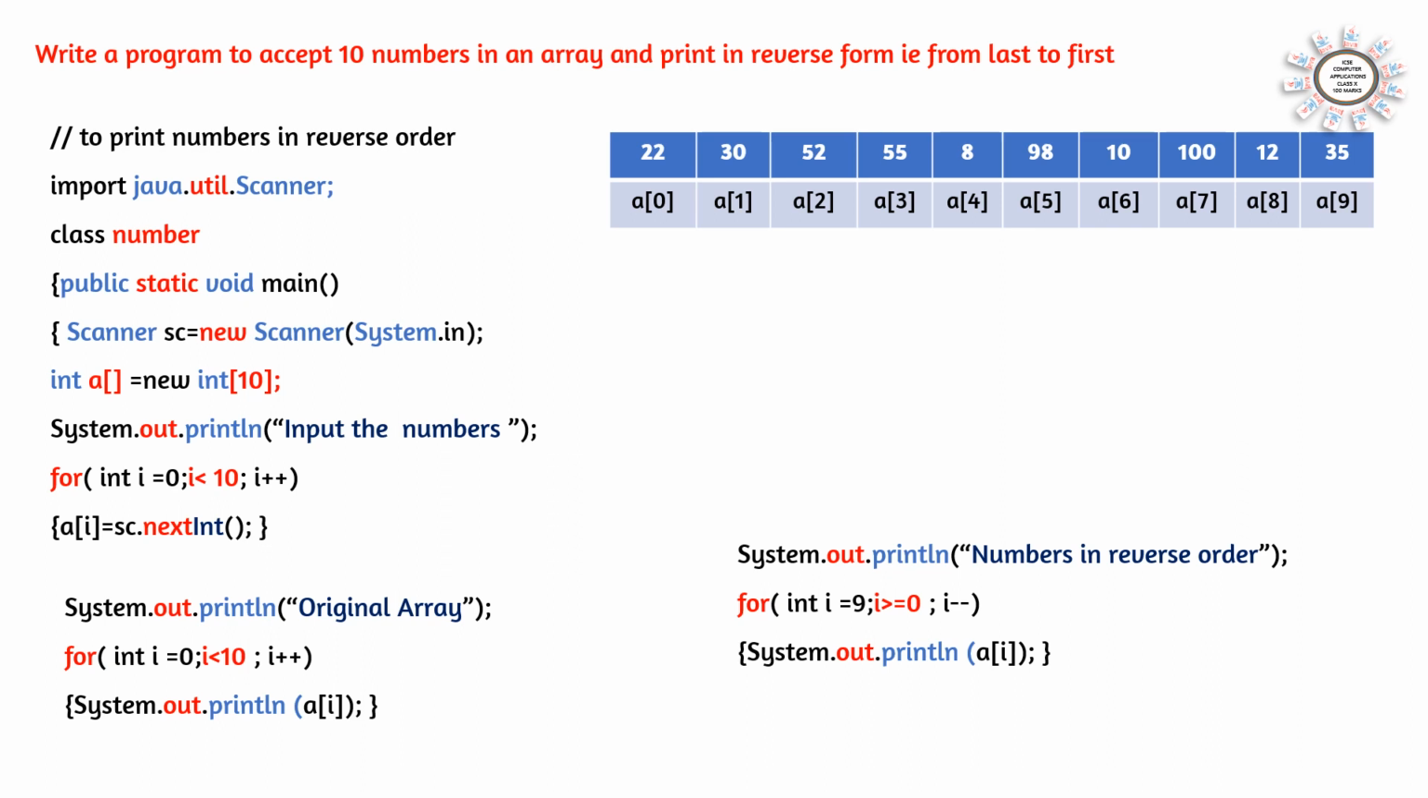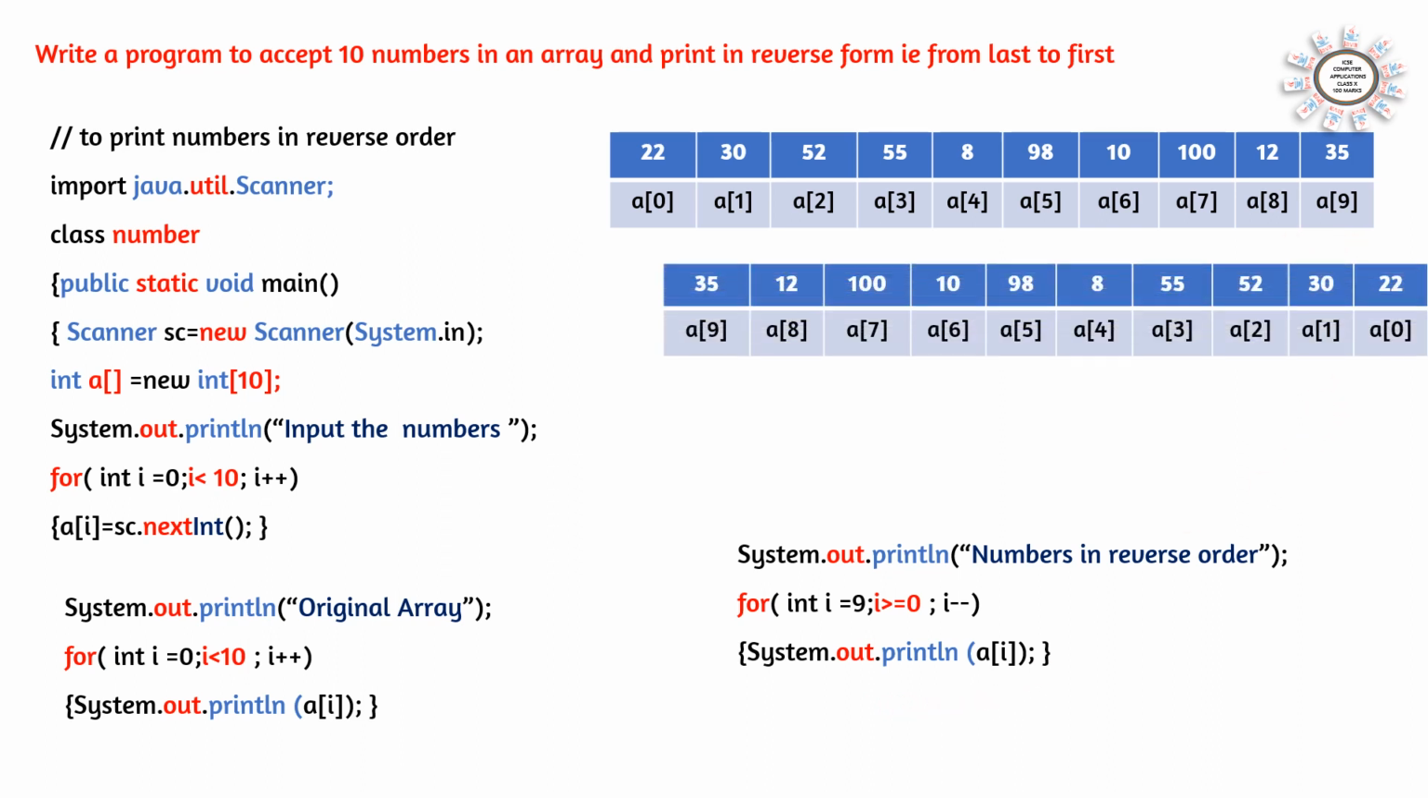Here I is equal to 9. We can see I is equal to 9, starting from the 9th position till the 0 position. I greater than or equal to 0, 0 is included. I minus minus. That means 9, 8, 7, 6 up to 0. System.out.println A[I]. A9, A8. So in this order we will be printing. So numbers will be coming in the reverse order.